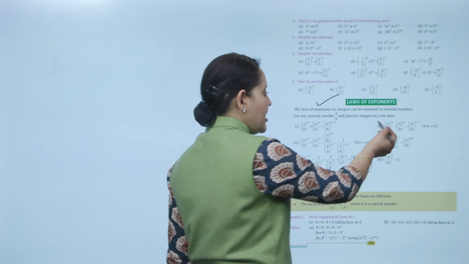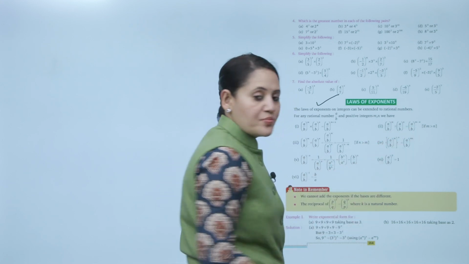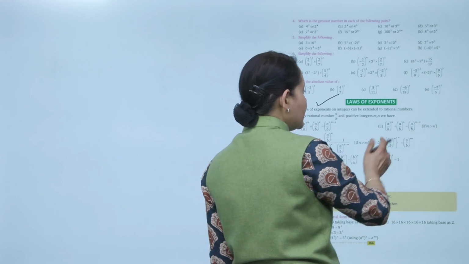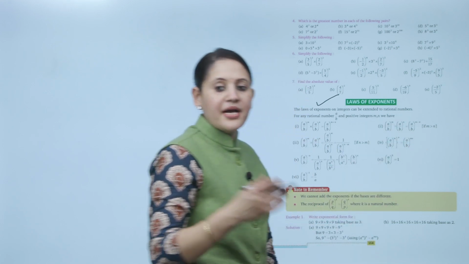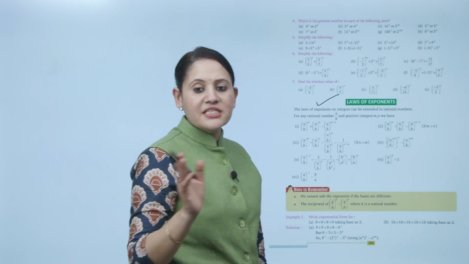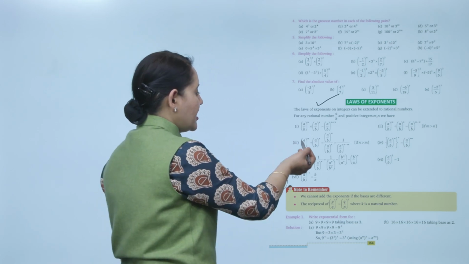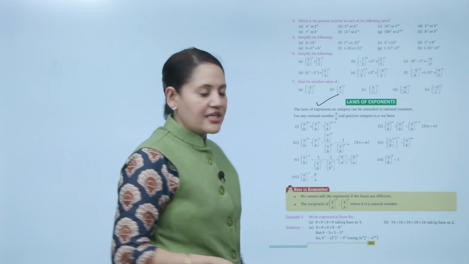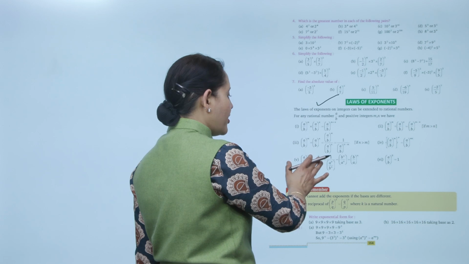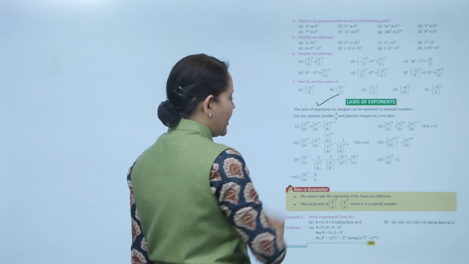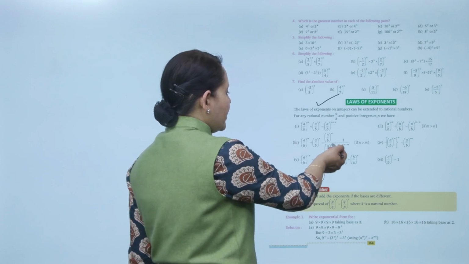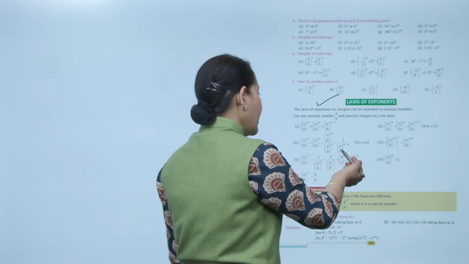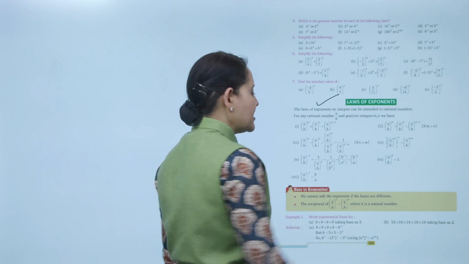In the second case, (a upon b) to power m divided by (a upon b) to power n. So what can we do? We can write it as (a upon b) to power m minus n if m is greater than n. Clear? Third, (a upon b) to power m divided by (a upon b) to power n, we can also write it as (a upon b) to power m upon (a upon b) to power n. Or we can write, because we will bring it down, the power goes negative, 1 upon (a upon b) to power n minus m.